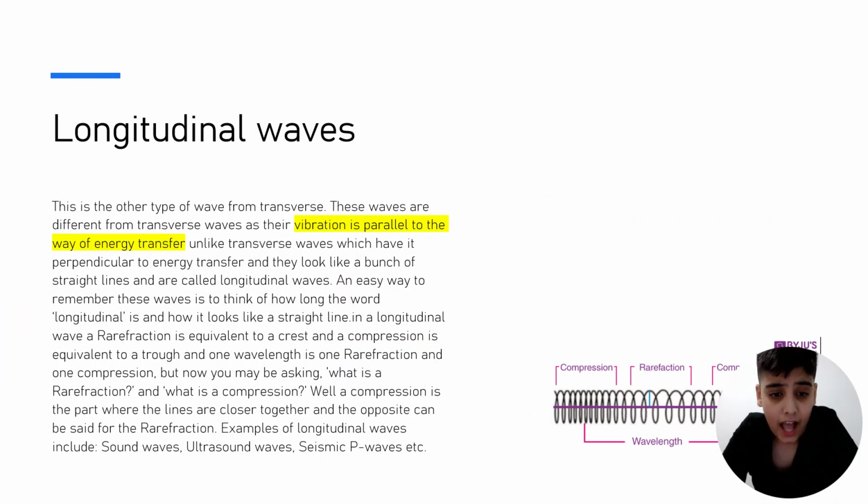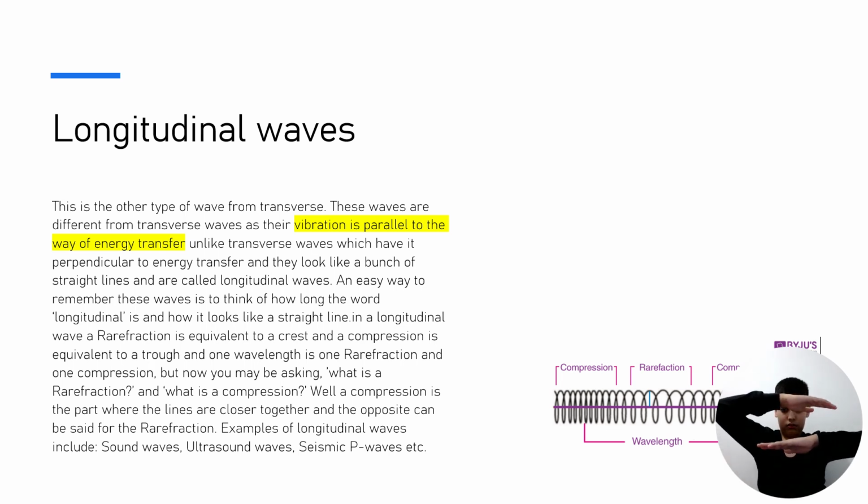Anyways, now it's longitudinal waves that we're going to learn about. This is the other type of wave from transverse waves. These waves are different from transverse waves in the way that, you know how transverse waves vibrate perpendicular? These vibrate parallel. If you don't know what parallel means, that means they are in a straight line, and if they went on forever, they would never touch. That means they're straight, and they are at such an angle that they will never touch, no matter how far you go on.